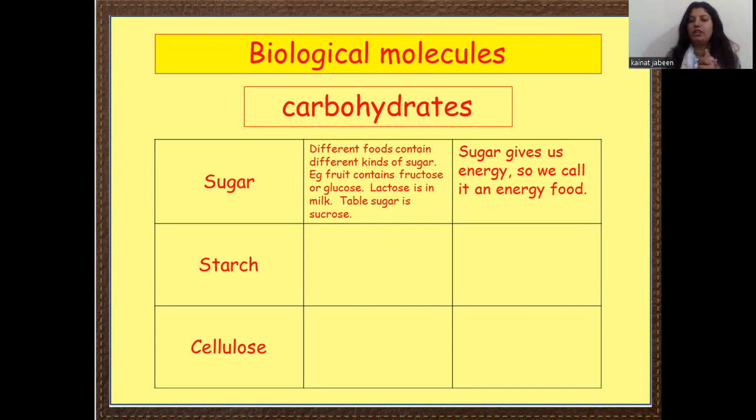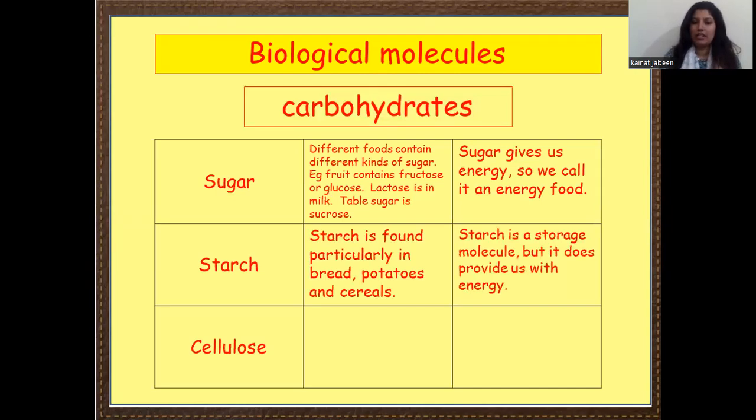Foods contain different types of sugar like fructose, glucose, and sucrose. The sugar that we normally eat, which we call table sugar, is sucrose. What is the main function of sugar? Sugar gives us energy, so we call it an energy food.